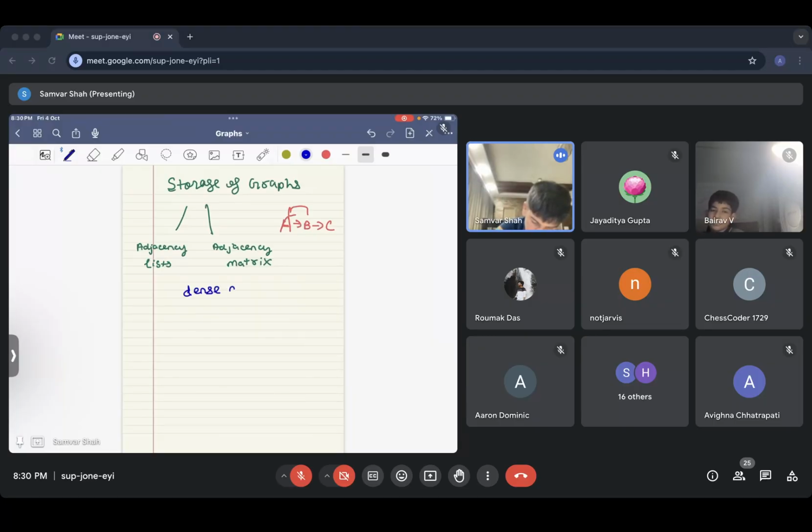Dense graphs and sparse graphs. Just from the way the names are written, a sparse graph means that the graph is quite spread out. You have a large number of vertices, but the edges might be few in number. While a dense graph means it's compact. There's a lot of vertices, there's a lot of edges. Everything is quite close together. In both of these cases, which do you think would be better, matrix or list? You can answer in the chat.